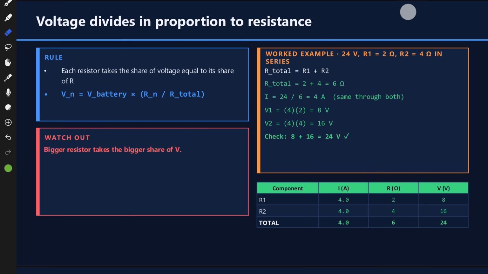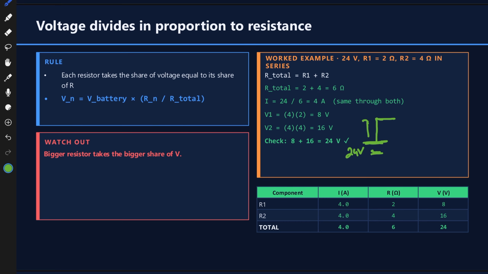Okay. We have a 24-volt battery. And the charge starts moving from the positive side, obviously. And then it'll go through resistors. Resistance 1 here is going to be 2 ohms. The second resistance is 4 ohms.